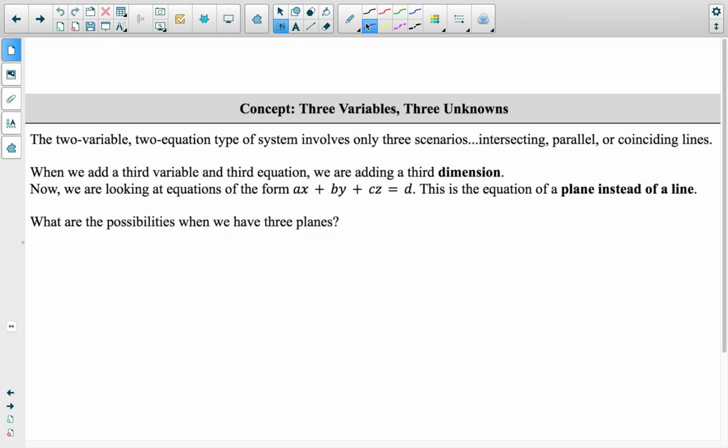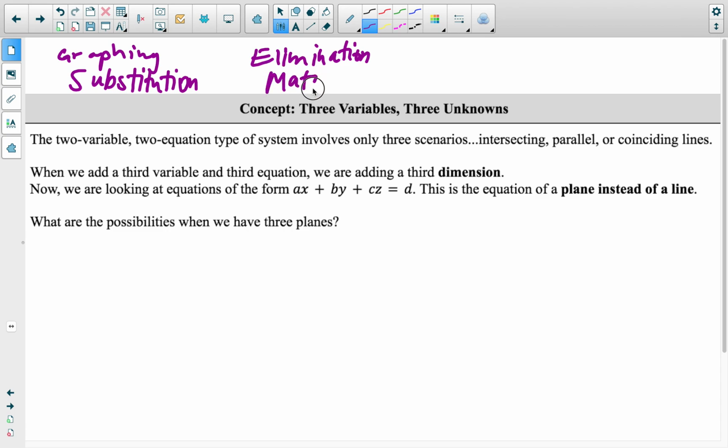All right, so think back to the beginning of this chapter when we were just working with systems in 2 variables. The way that we could solve those, we had graphing, we had substitution, we had elimination, and then the fourth thing on that list, if you remember, was matrices. We haven't gotten to those yet.